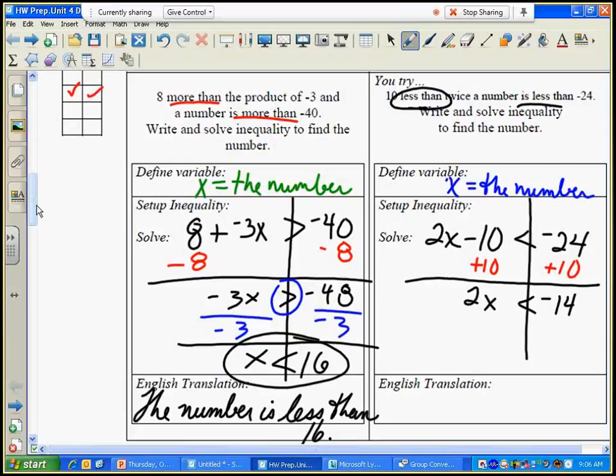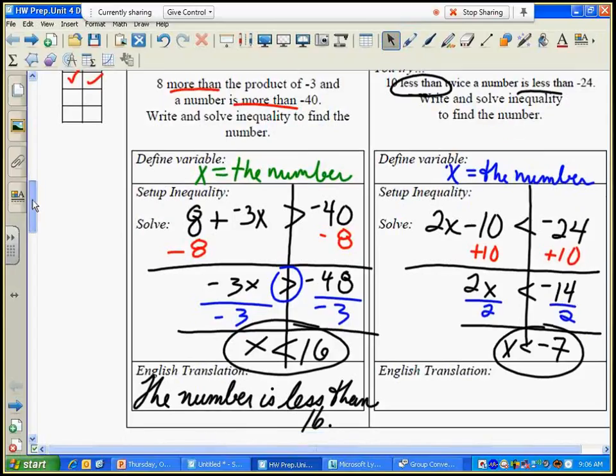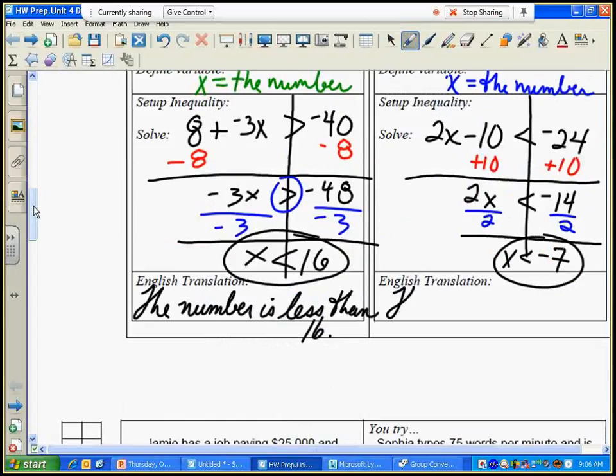Now I'm going to divide by 2 here. Now remember, we're dividing by a positive 2, so that inequality will not flip. For your English translation, we should write something like the number is less than negative 7. Okay.